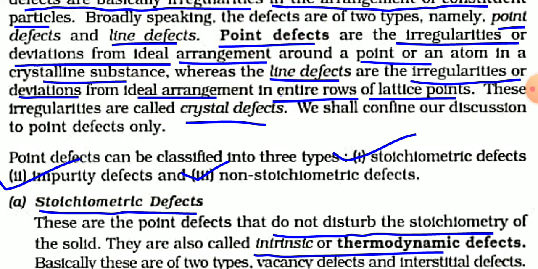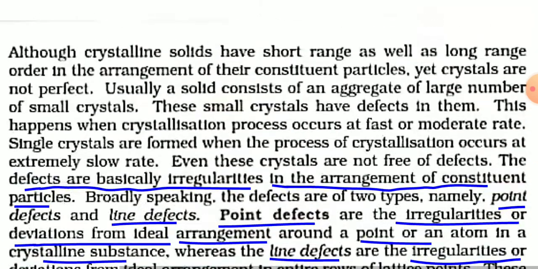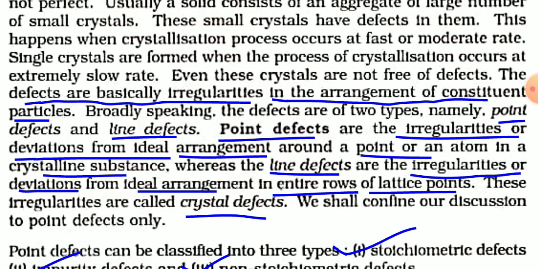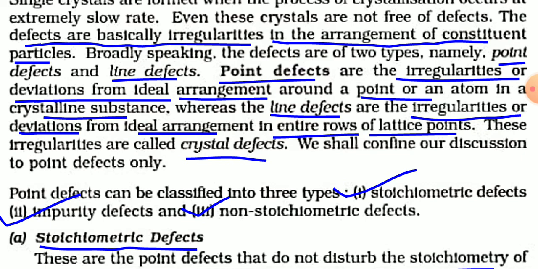Okay, so we shall confine our discussion to point defect only, because only point defect is given in your syllabus. So first question, what is imperfection or defect? Defects are basically irregularities in the arrangement of constituent particles, and defects are two types: point defects and line defects. Point defect is the irregularities or deviation from ideal arrangement around a point or an atom in a crystalline substance.